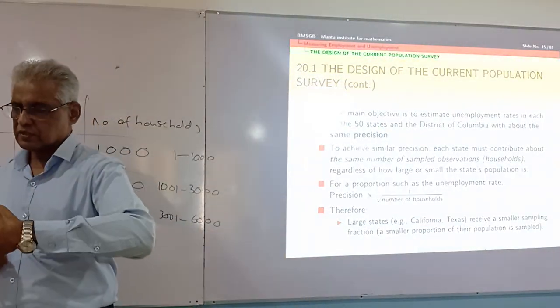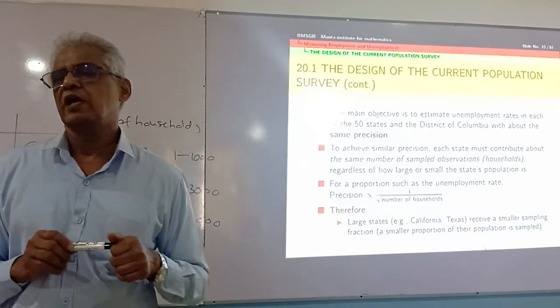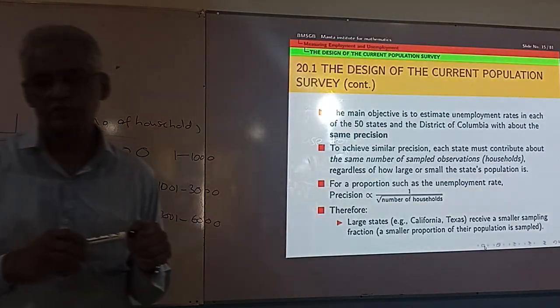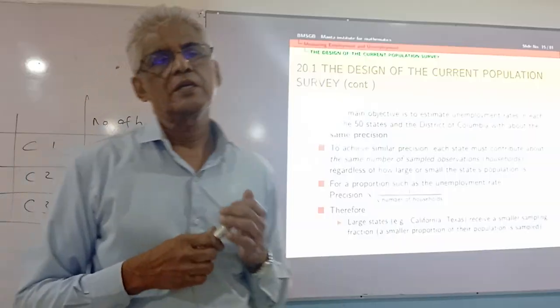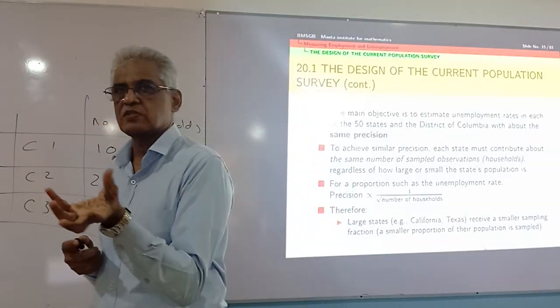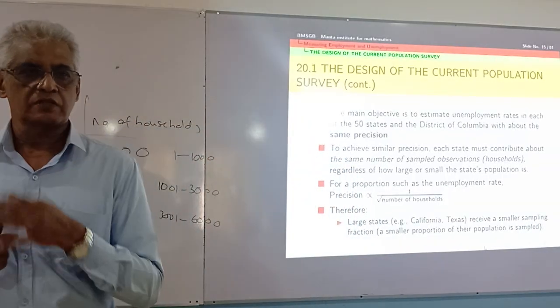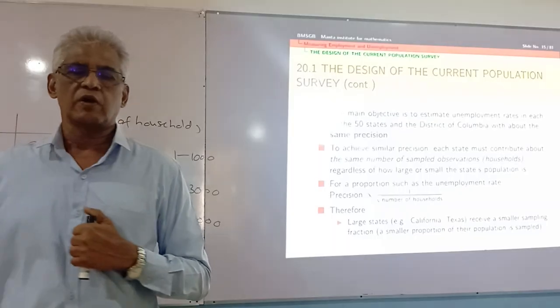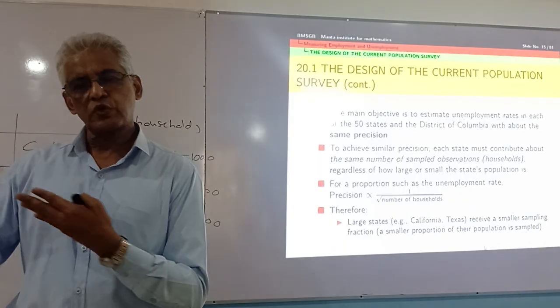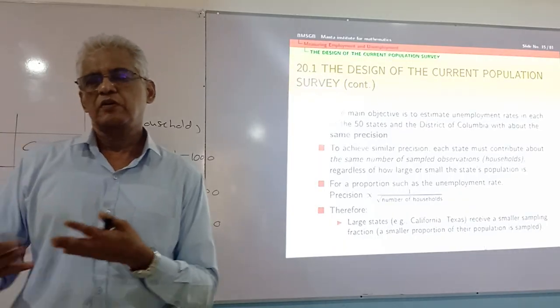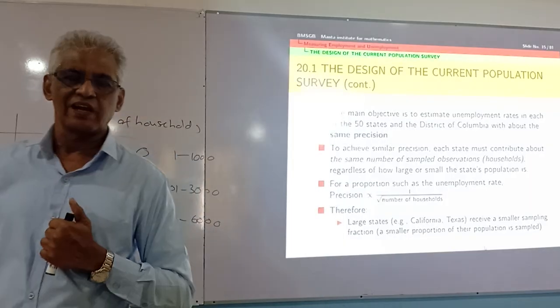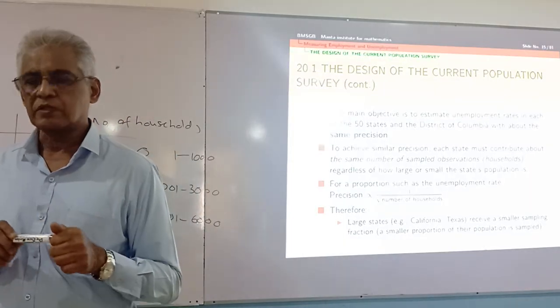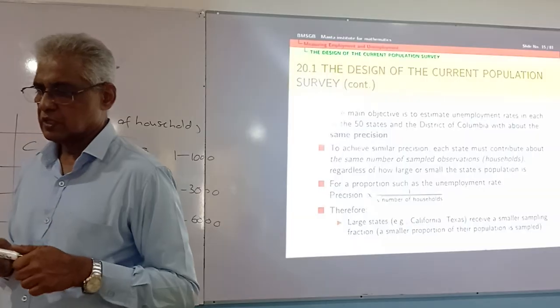Based on that idea, they have to decide how many households should come from each state, because the precision of the estimates depends on the sample size from each state. That also has to be considered when they are deciding the sample sizes. These m's and n's and everything have to be decided also.